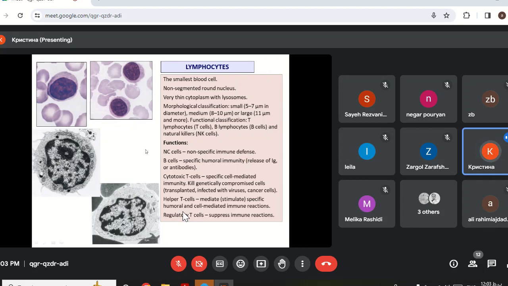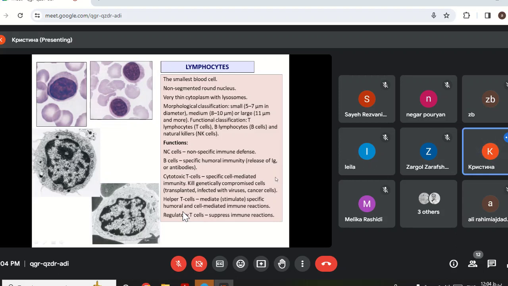Functions depend on the subtype of lymphocytes. NK cells are the cells of non-specific immune defense. B cells perform specific immunity, the so-called humoral immunity. They release antibodies, or immunoglobulins, which is another name for them. The cytotoxic T cells also perform specific immunity, especially cell-mediated immunity.